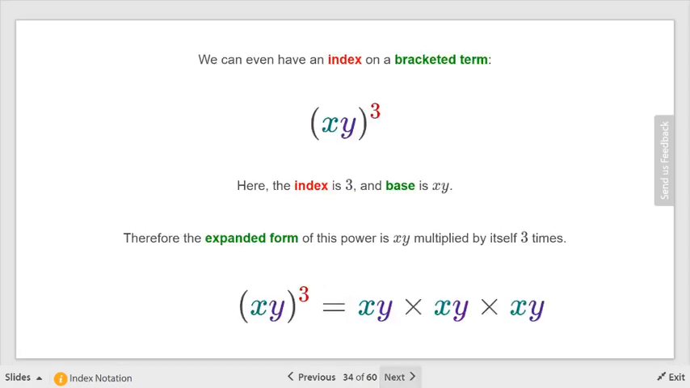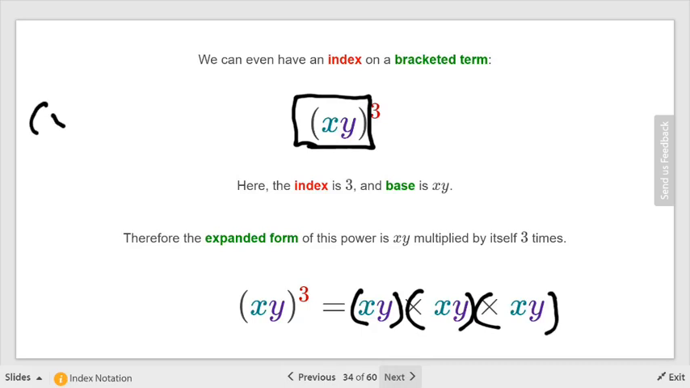Okay. Now, here's one. Remember, we talked about this. What's the base for this exponent? XY. The parentheses, right. The bracket is the thing it's touching. I think they should have written it with the brackets, but that's okay. So it's xy times xy times xy. So it's not just the x times itself over and over, it's the xy.